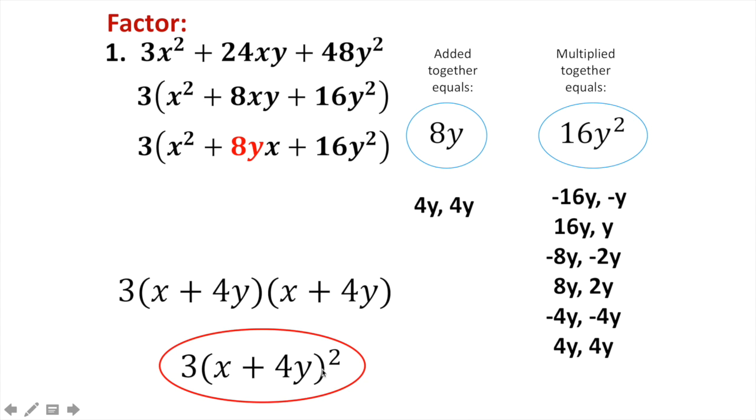The 3 is way out in front. The squared is not applying to that 3, so we don't have to worry about that. But the 3 is still a part of it because if I were to multiply all these back in together, I need to get my original one that I started with. And so in order to do that, I've got to keep this 3.